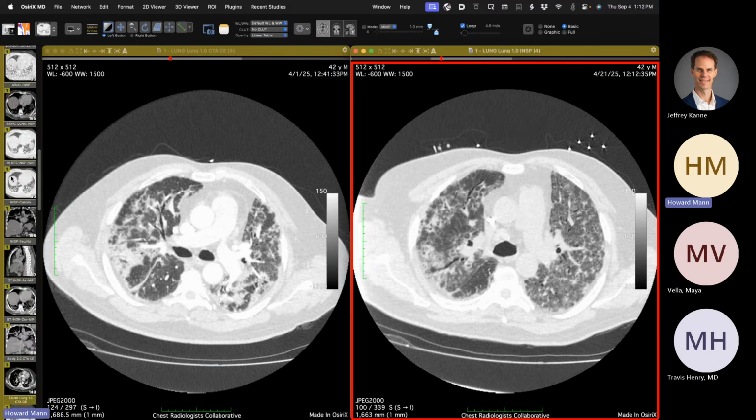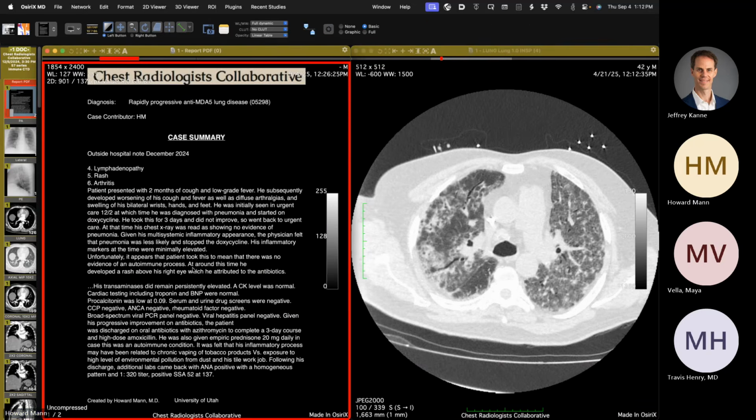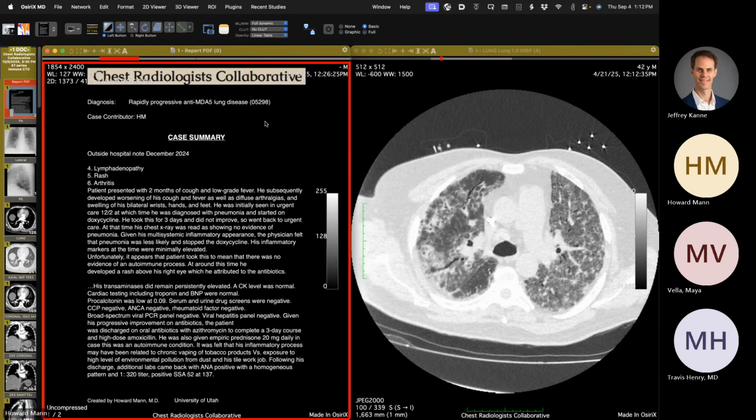So again, to put this in context, at some point they didn't know what was going on, but you'll see here that they treated him. At some point they got a broad spectrum interstitial lung disease panel, which came back with anti-MDA5 antibody high positive in a patient with this presentation. And then somewhere in here I saw something about arthritis, or at least arthropathy, and a skin rash. Maybe I didn't copy that in. Oh, here, rash and arthritis.